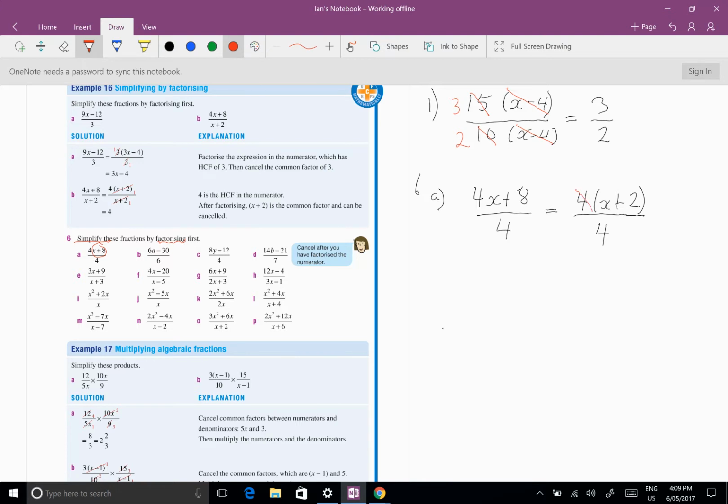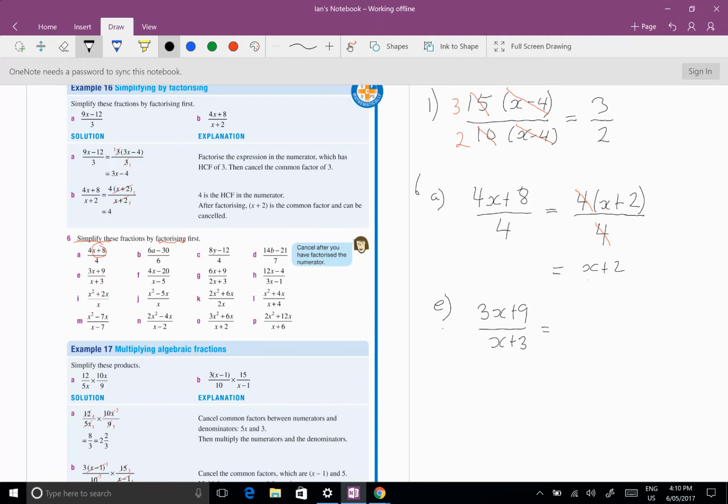4 goes into itself once, 4 goes into itself once, which gives me x plus 2 on 1. I can write the brackets if I want, but I don't need to. But I don't need the 1 because anything divided by 1 is just itself, so it's just x plus 2. Let's have a look at E. 3x plus 9 on x plus 3.